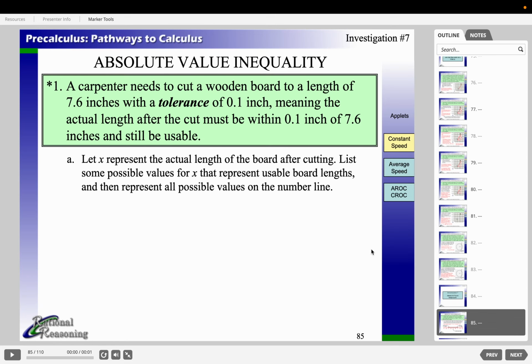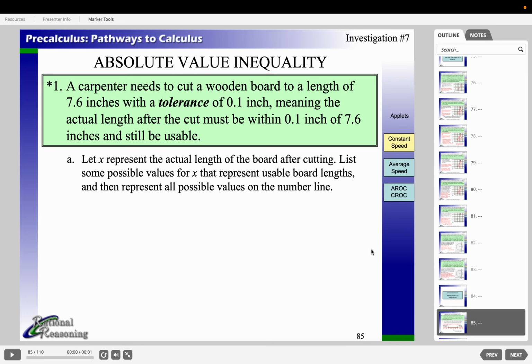In this case, the carpenter needs to cut a wooden board to a length of 7.6 inches. There's a tolerance of 0.1 inch, meaning you're trying to cut wood. You hope that's exactly the size that you want, but just due to the size of the blades and cutting stuff, it's probably going to vary a little bit from one piece to the next, and just your eyesight ability to line things up precisely and how tightly you press things against guards. It's going to vary a little bit, but we can't have it vary by more than 1/10 of an inch, or else it's not going to fit into whatever we're trying to use our piece for.